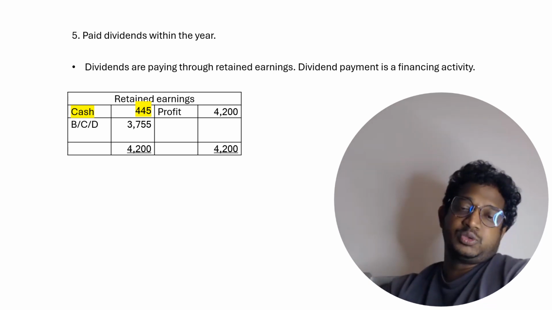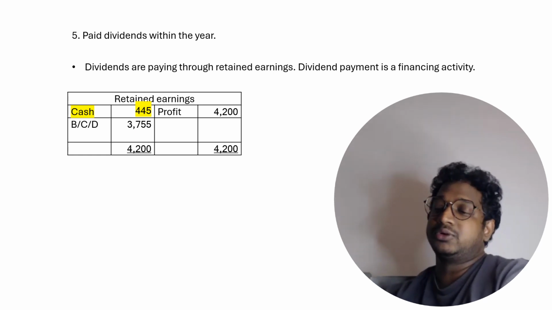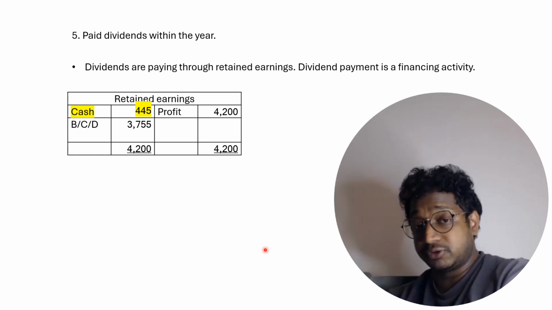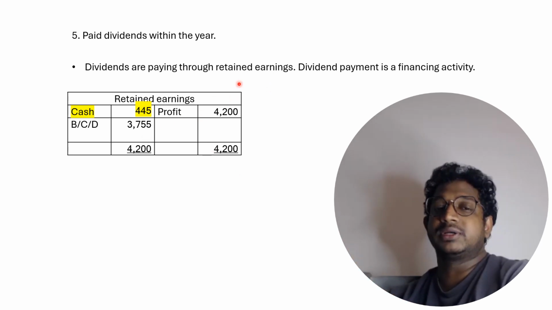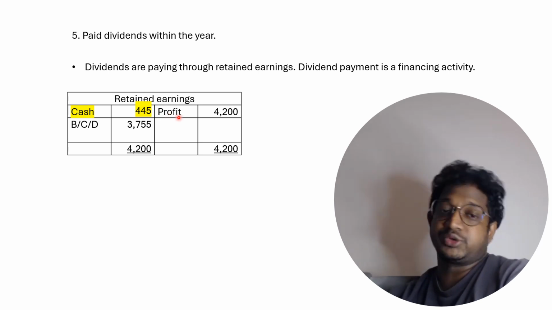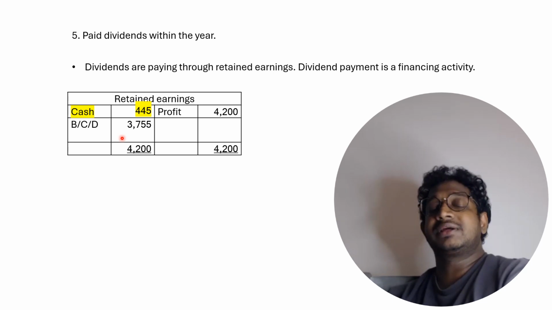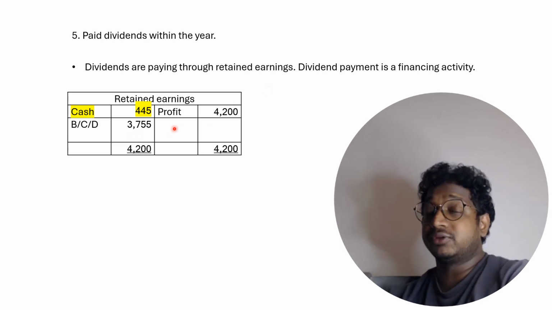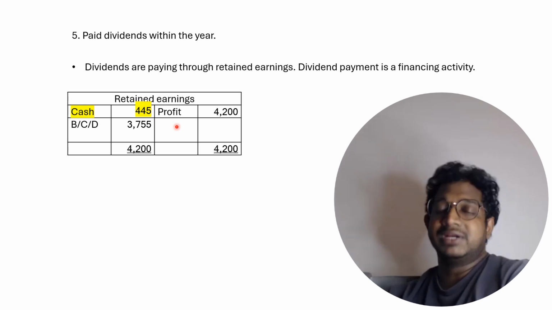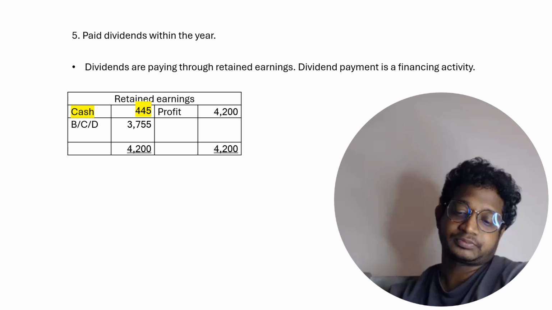And dividend payments. Dividend payments you record through retained earnings. First of all, the profit after tax you generated in the income statement, you have to transfer to the retained earnings. So 4,200. From that 4,200, there is still a retained earnings balance as at the closing date of 3,755. So the difference is the amount that you paid as dividends to your shareholders. So dividend payment is in financing activities as cash outflow.